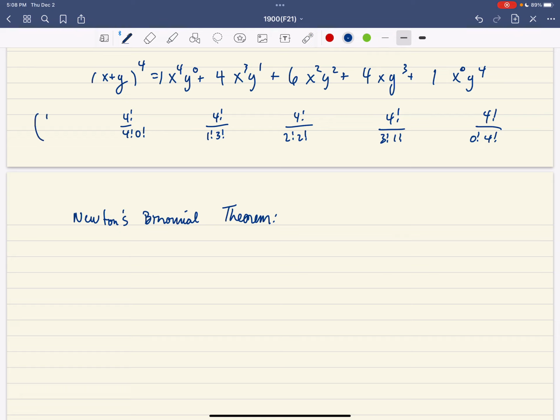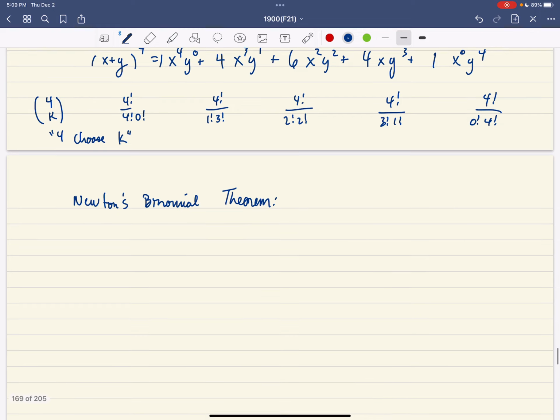Sometimes these are written as 4 choose k. Those are binomial coefficients. If you've taken a course in statistics or probability, you've seen these before. They come up all over the place. And that's the binomial theorem. It just tells you how to find that.